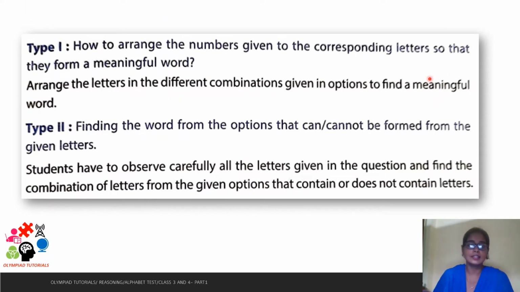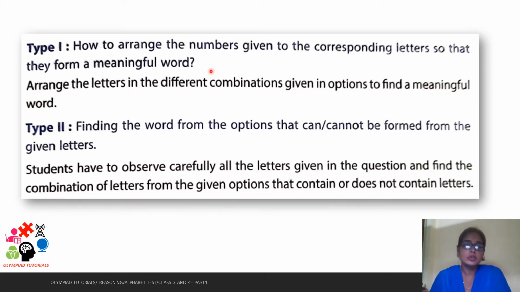In alphabet test, you have four types of questions. So depending on the questions, how you have to solve the alphabet series, that we'll look into in detail. In type 1, you have the question of how to arrange the numbers given in the corresponding letters so that they form a meaningful word. You are going to get a series of numbers and each number is going to be assigned a corresponding alphabet. Then you have to arrange it to make a meaningful word. In short, you are going to get a scrambled or jumbled word and you have to unscramble that word and make a meaningful word out of that.